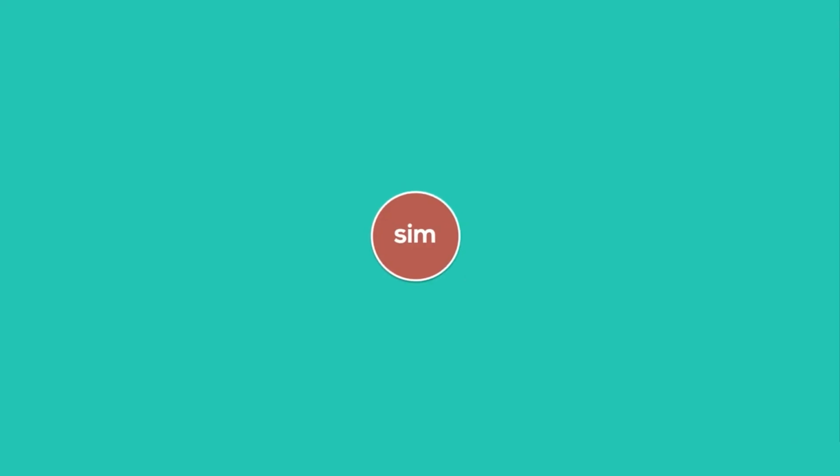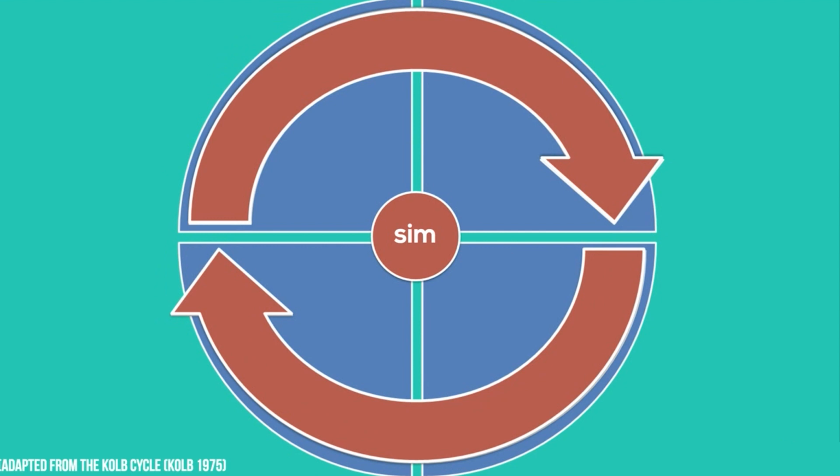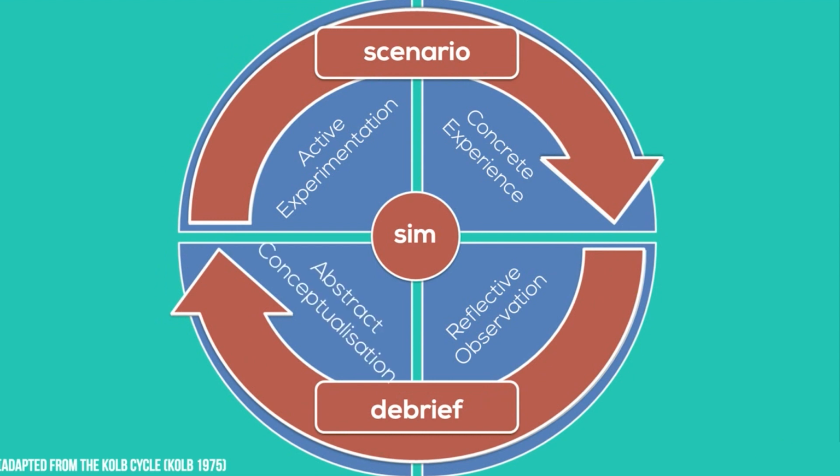Simulation is an experiential learning tool. If we map Kolb's cycle onto the simulation experience, then the scenario forms a concrete experience for the candidates. The debrief will then allow them to reflect deeply on the experience and to precipitate greater understanding, the potential for behavioural change through abstract conceptualisation. In subsequent scenarios, the candidates will actively experiment with their new knowledge, and so the cycle rolls on.